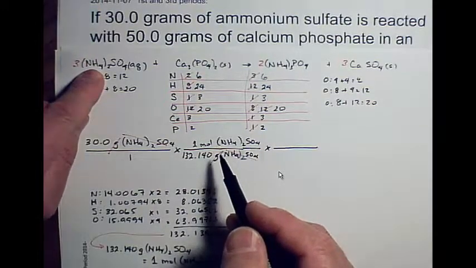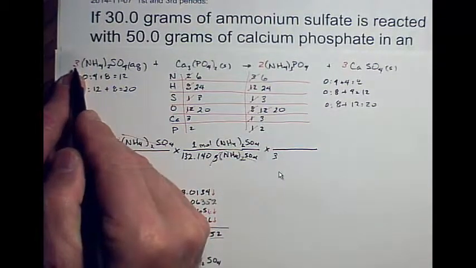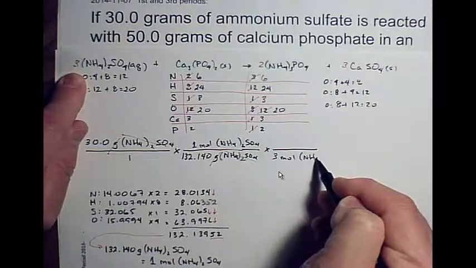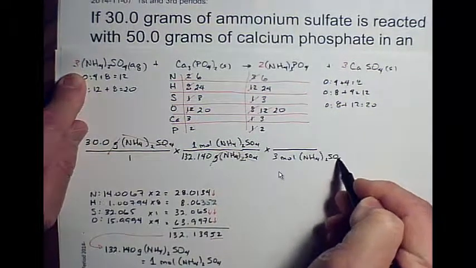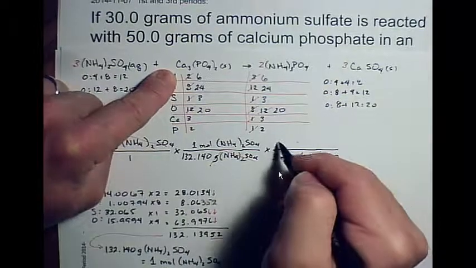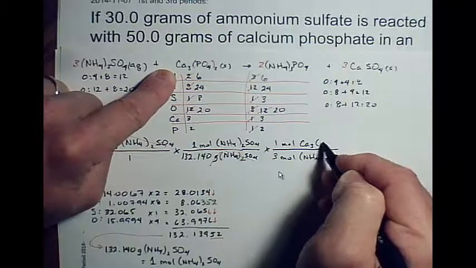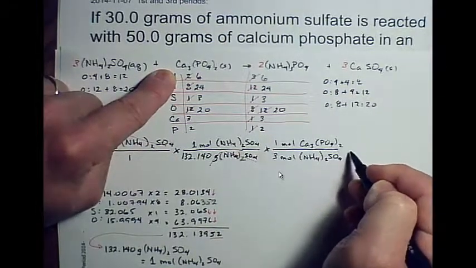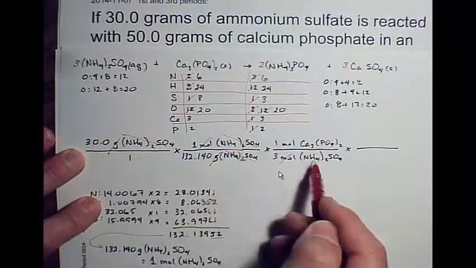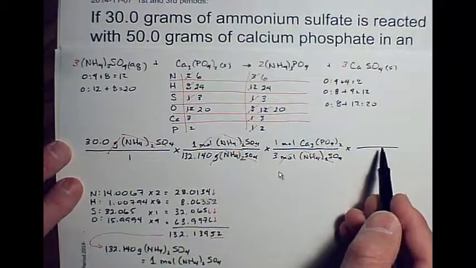So I want to go from 3 moles of this to 1 mole of that. I'm going to put the 3 moles, this comes from this coefficient 3 here in front of the equation, 3 moles of ammonium sulfate. And I'm going to put the 1 mole from the coefficient that's implied here on the top, 1 mole of calcium phosphate. And we want to cancel units of moles and ammonium sulfate. All right, then we want to find the molar mass for calcium phosphate to get that into grams.